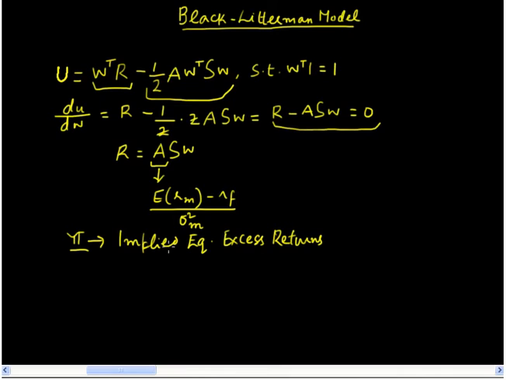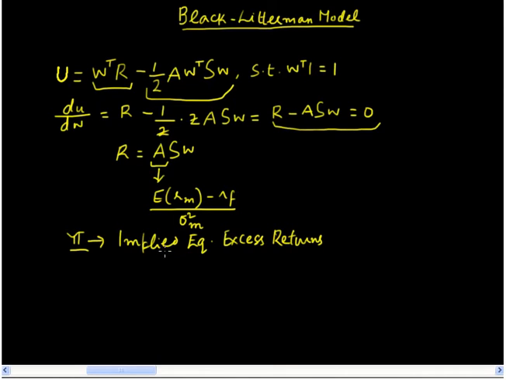Well, we can have absolute views, like for example the return on Google's stock will be 2% in the near future. We can also have relative views. For example, the return on Amazon's stock will be greater than the return on Apple's stock by 1%. In practice, relative views are more common, and we will use them for our discussion.